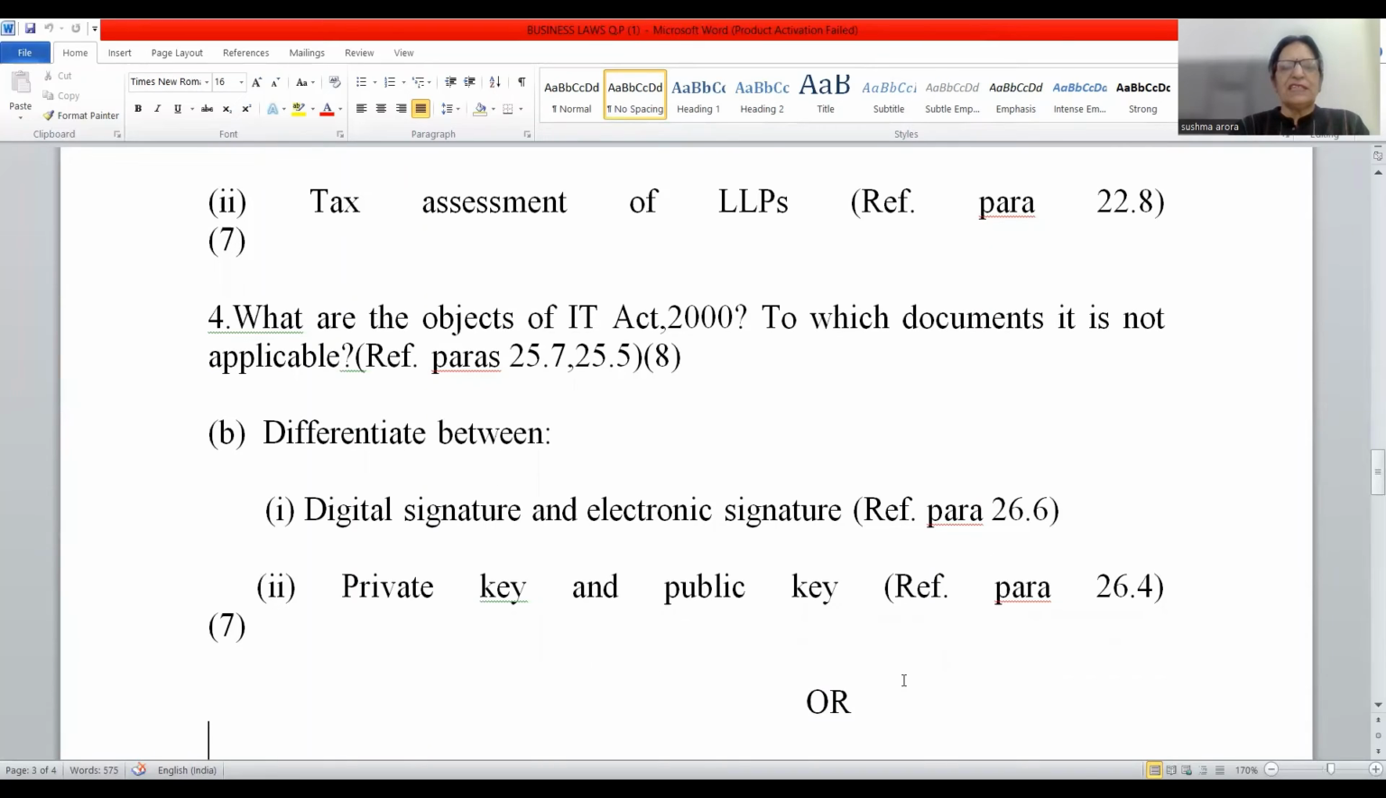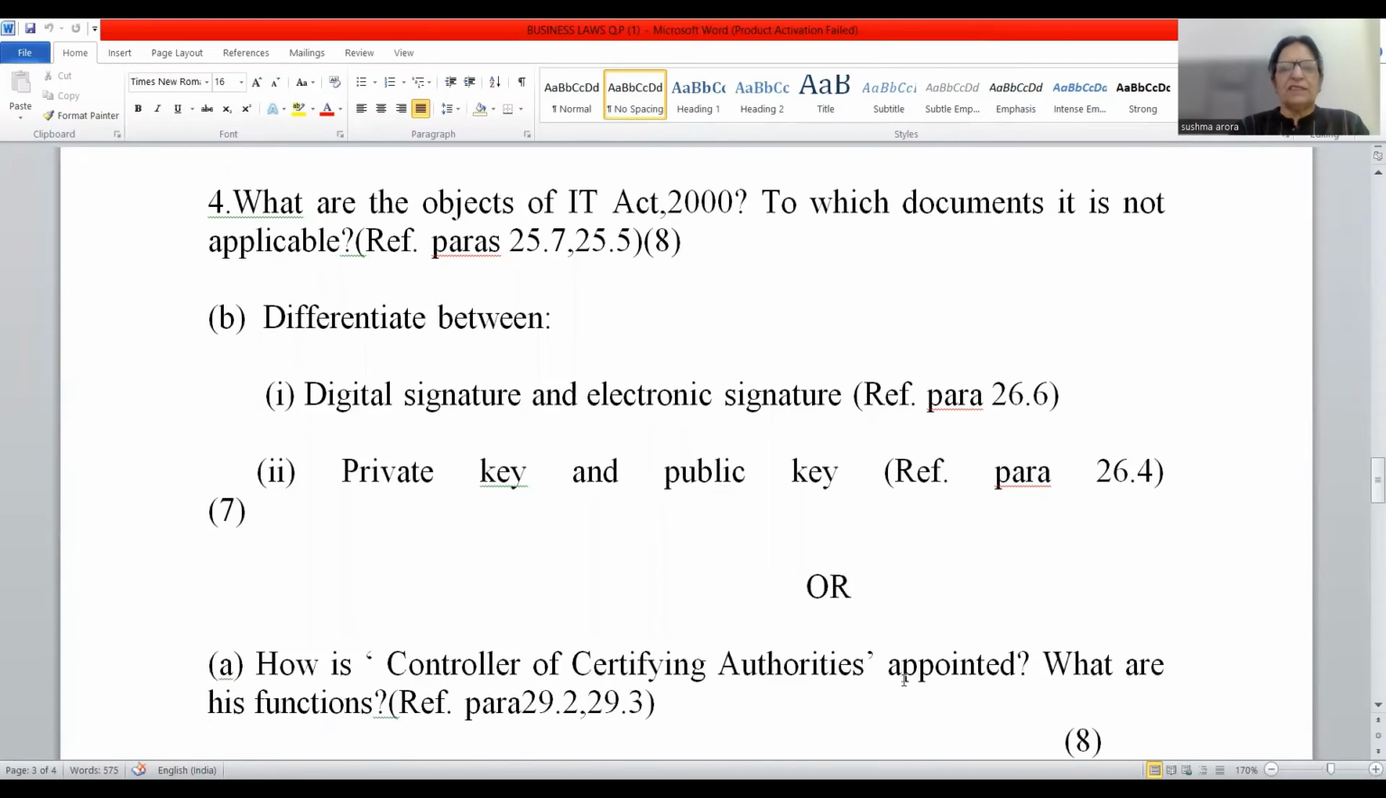Differentiate between digital signature and electronic signature. Again, the distinction, friends. Refer to chapter number 26 in my book, 5 points of distinction are there. Electronic signature was inserted by the ITA. It includes digital signature. The digital signature does not include electronic signature. Meaning, then apart from this, which one is more secure? Which one can be tampered with, modified?